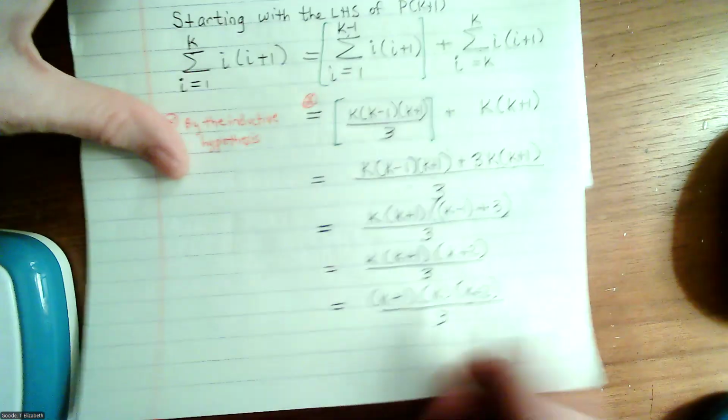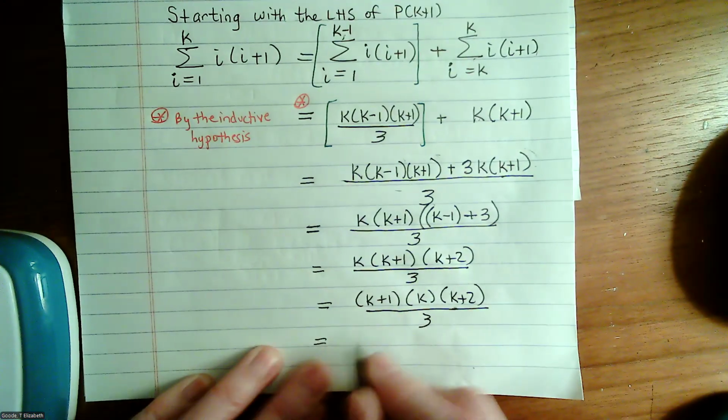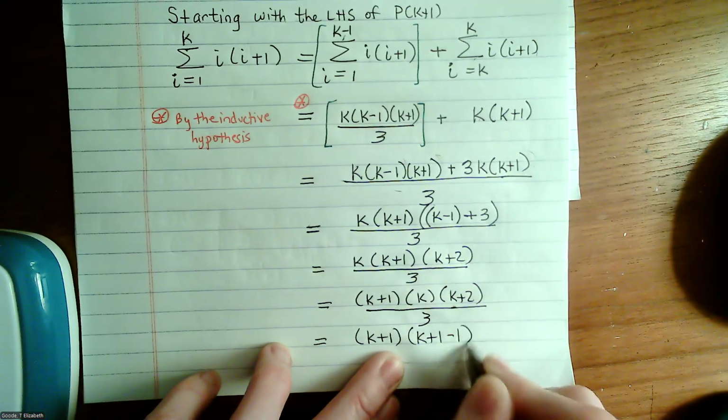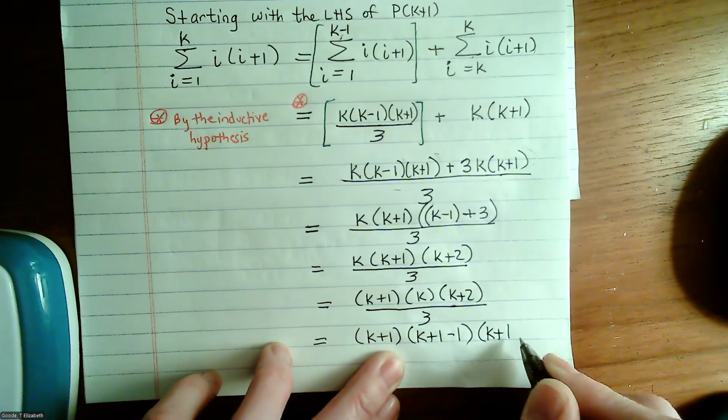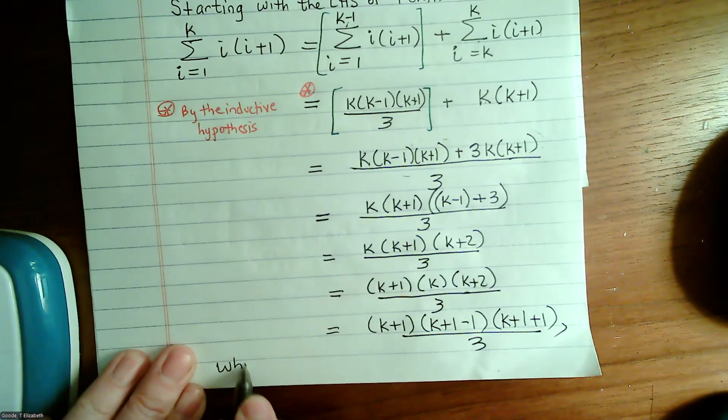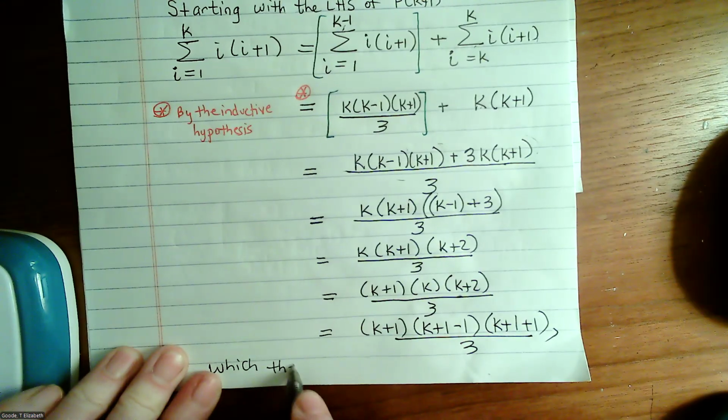And then you can even go one more step. This is k plus one times k plus one minus one plus one over three, which is the right-hand side of P of k plus one.